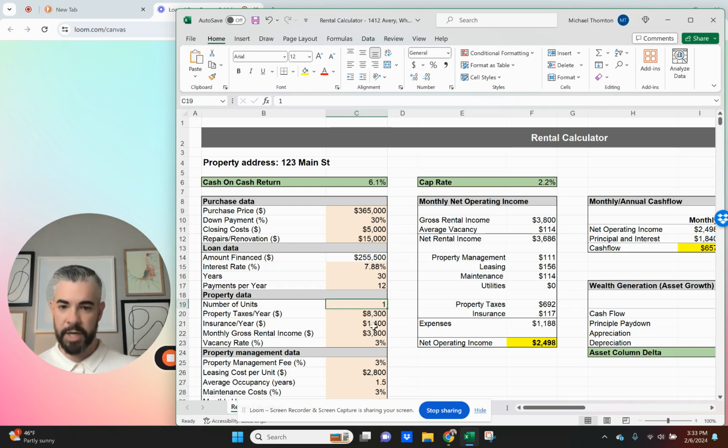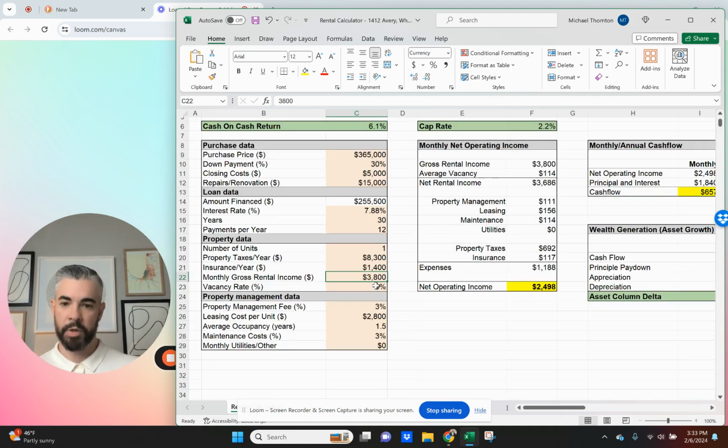Now, we're going to say it's one unit for the sake of this calculator. This is the tax rate. This is the insurance roughly. But obviously, this is where we need to play with the rent. Let's assume we're going to have two tenants. We're going to have an upstairs for about, let's call it 2,000 a month, or I'm sorry, 2,500 a month. Let's say we can pull another 1,300 from downstairs.